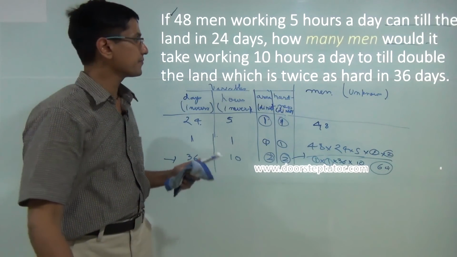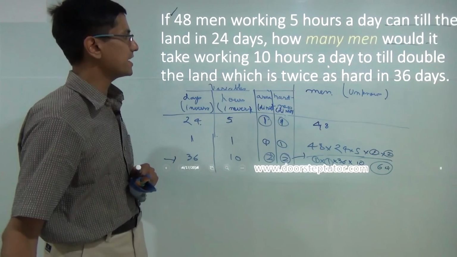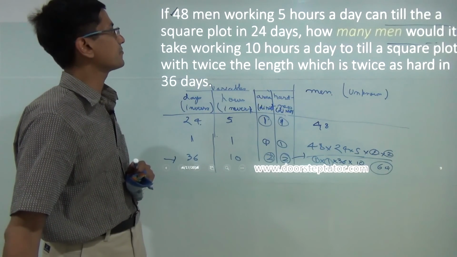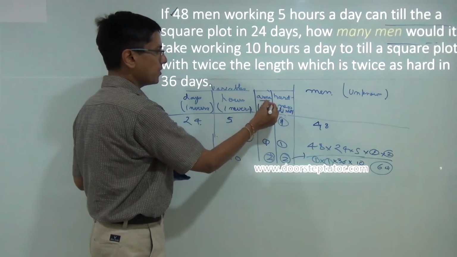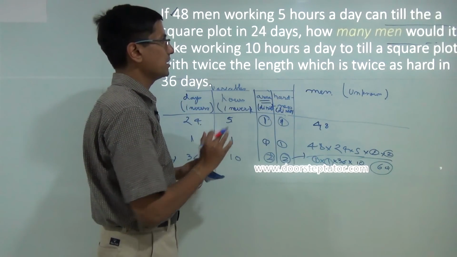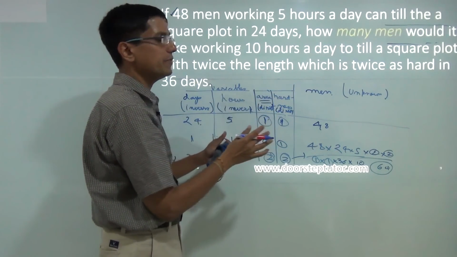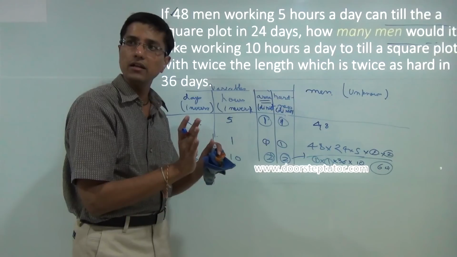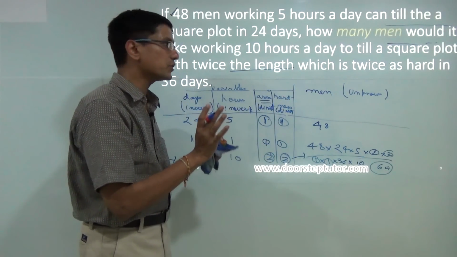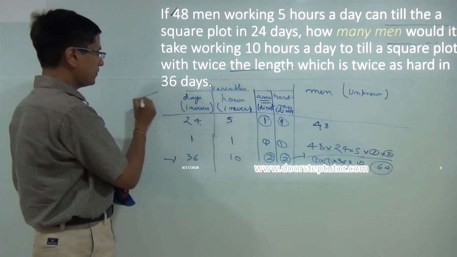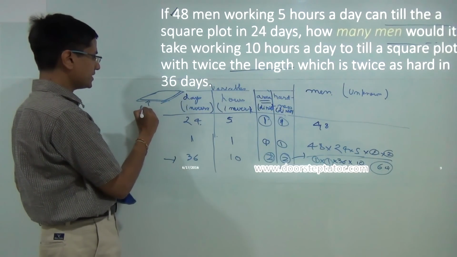Very simple, right? Now let's look at a slightly tricky problem. The next one is a slightly tricky problem. So let's look at that. In the previous problem, we were given the area of the field. In this problem, the area of the field is not the variable. The variable now is the length of the side of a square field. So the field is a square, and my variable is the length of the side.